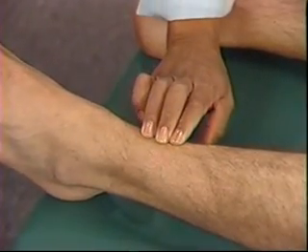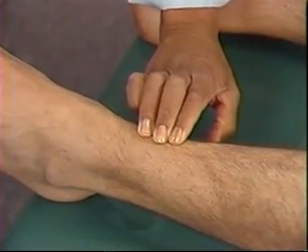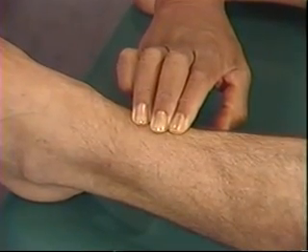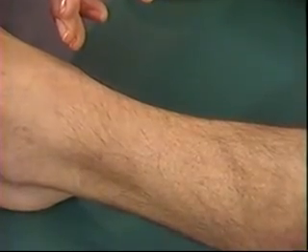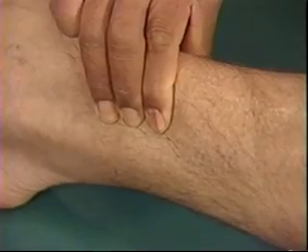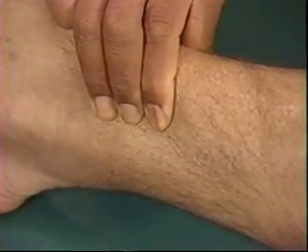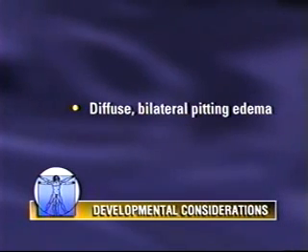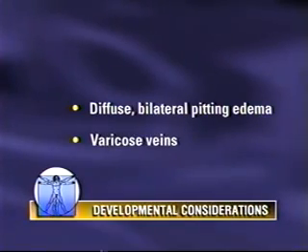Next, check for pretibial edema. Firmly depress the skin over the tibia for 5 seconds and then release it. Do the same thing over the medial malleolus. Normally, your finger should leave no indentations or pits. In a pregnant woman, you may see diffuse bilateral pitting edema, especially at the end of the day and in the 3rd trimester. You may also see varicose veins.